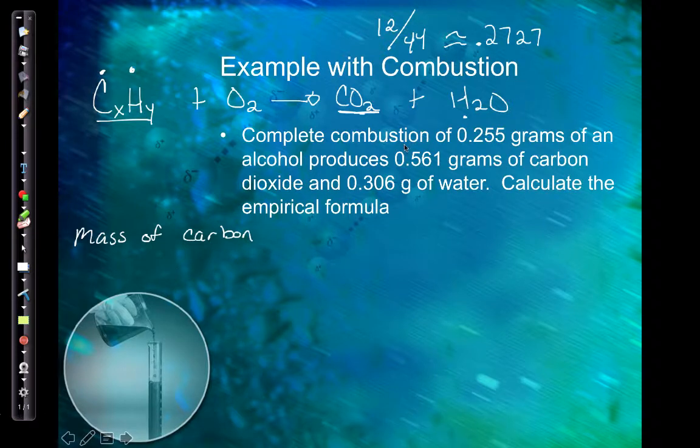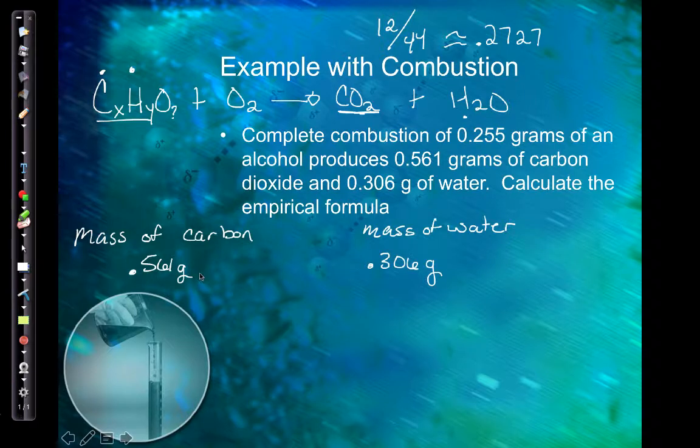Well, complete combustion of 0.255 grams of an alcohol. Okay, so that means that we also have oxygen in there too. Produces 0.561 grams of carbon dioxide. And then when I look, I was also given the mass of water. Okay, and that's 0.306. So I know the carbon in the carbon dioxide has to come from the hydrocarbon, and I know the hydrogen in the water has to come from the hydrocarbon.